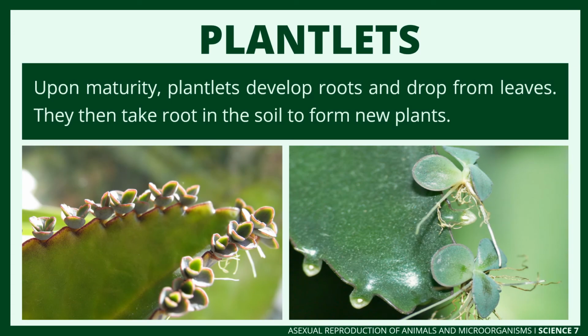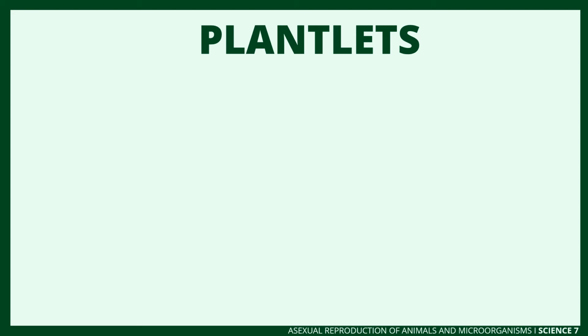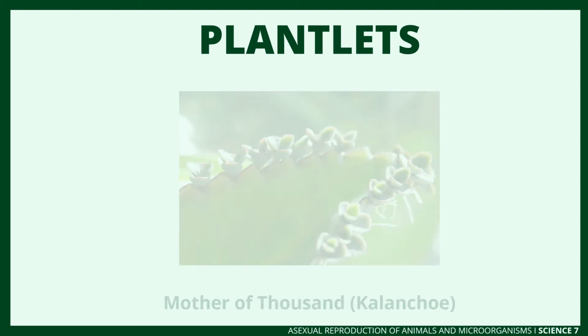Plantlets will eventually develop roots upon maturity, and they will drop from the leaves to take their roots to the soil and form a new plant. An example of a plant that exhibits plantlets is the mother of thousands or kalanchoe.